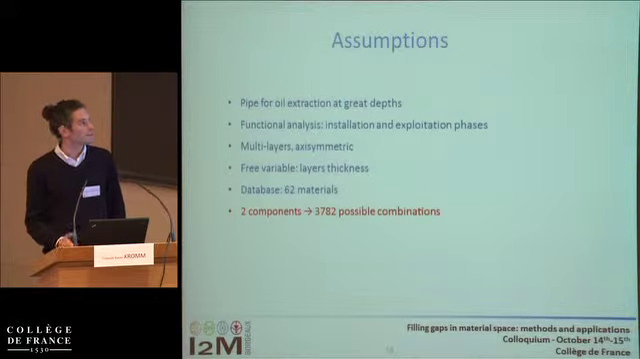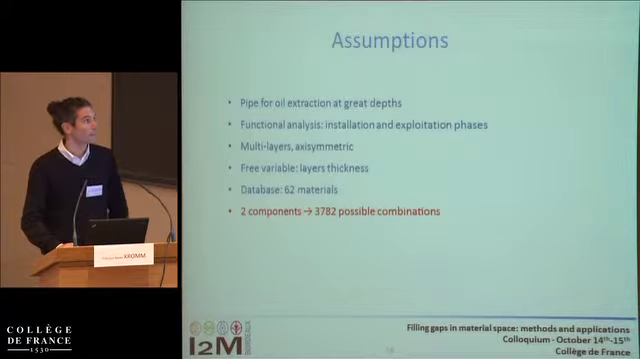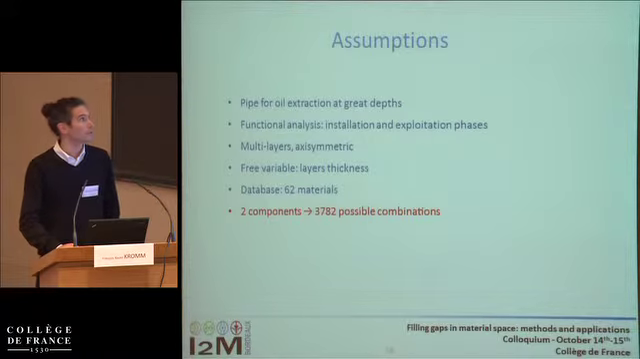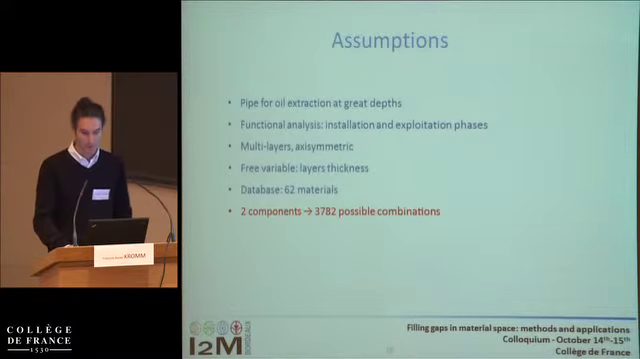But we can see that considering only 2 components, we already had theoretically more than 3,000 possible combinations. So that shows the necessity of a filtration before ranking all the solutions, in order not to evaluate all these combinations.